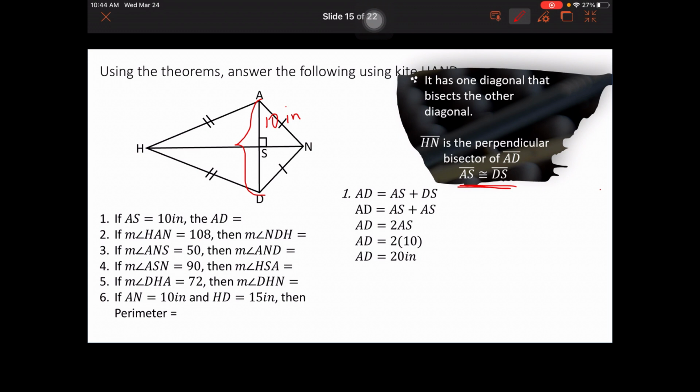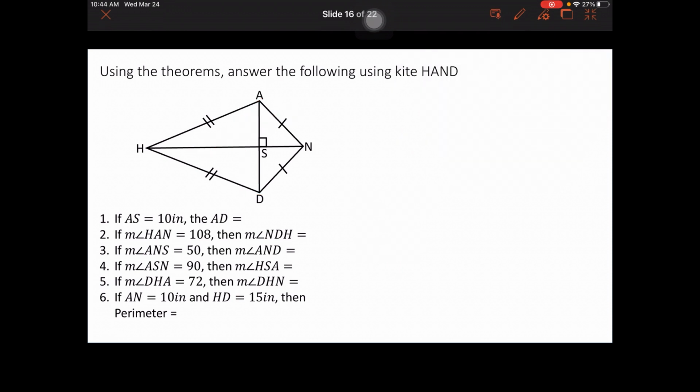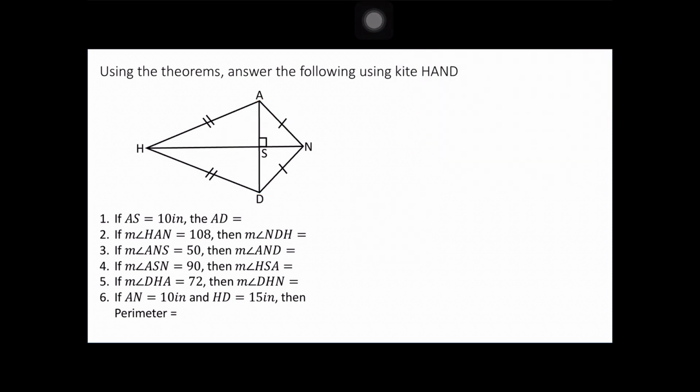Ibig sabihin po, AD, yung kabuuan nito is 20 inches. Okay. Next, number 2. Sa number 2 naman po, if the measure of angle HAN is 108, then the measure of angle NDH is equal to blank.